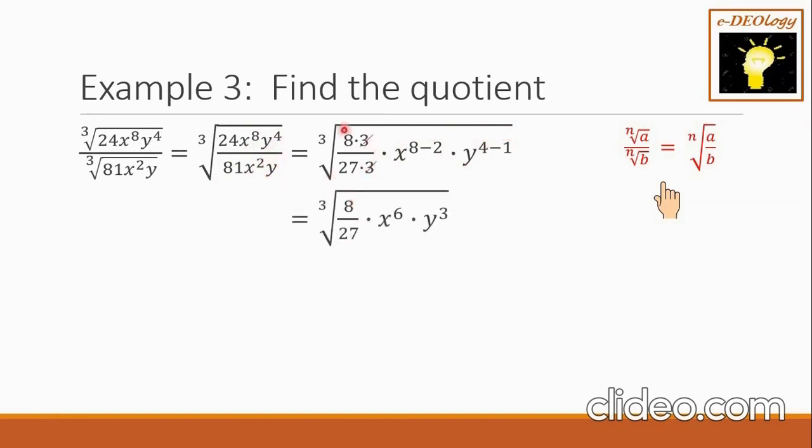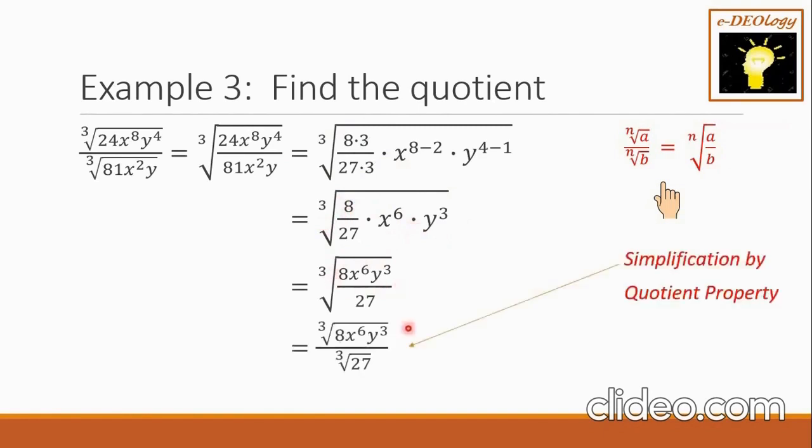Next, we can now simplify our coefficients. We can now cancel the 3. So only the 8 over 27 will come down. For the x, we have the 8 minus 2. We have the power 6. So x raised to 6. For the y, we have 4 minus 1 power. So we have now the y cubed. Of course, they are all inside this cube root. The next is we're going to group together this 8x to the 6 and the y cubed. Put them all in the numerator.